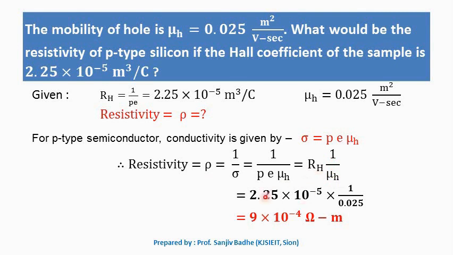Now RH is given to us as 2.25 into 10 raised to minus 5, and mu h is given as 0.025. So we can do the calculation and resistivity can be calculated. In this case, resistivity comes out to be 9 into 10 raised to minus 4 ohm meter. So this is the answer.